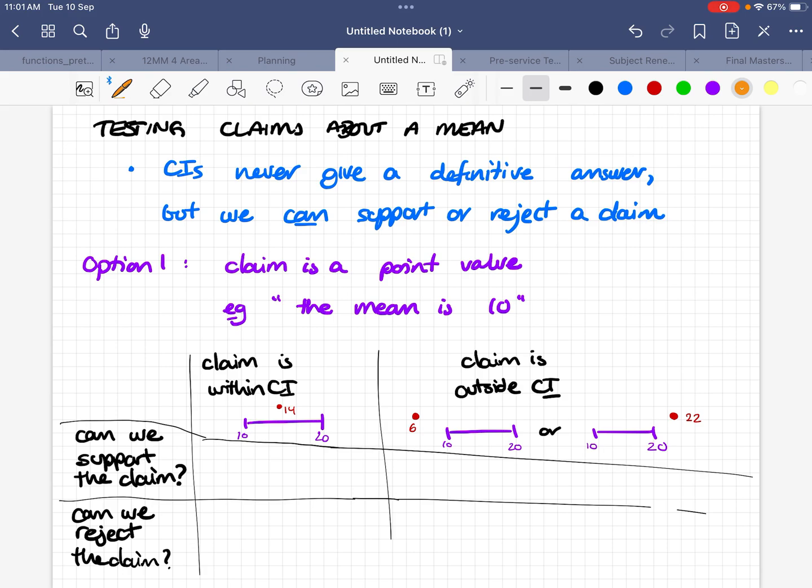So look, there's two kinds of claims that we might make. We might make a claim at a point value. So for example, we might claim the mean is 10. Now, can we support the claim? Can we reject the claim? Be really careful here. And this is something that you need to be careful about.